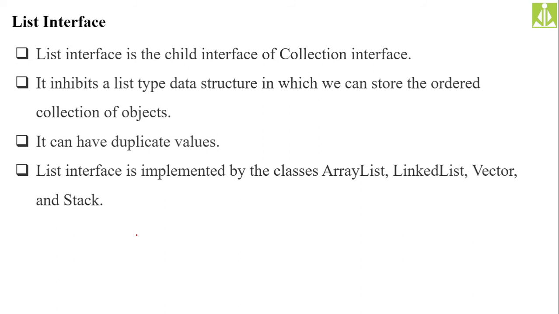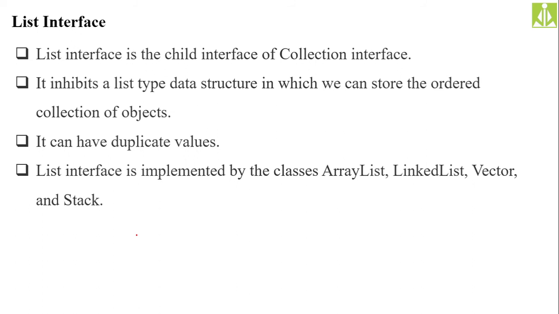Okay. So the first type of interface which we have inside the collections framework, after the Iterable and Collection interfaces, is the List interface. List is the child interface of the Collection interface. It inherits a list type data structure in which we can store an ordered collection of objects. List means we can store only the ordered collection, we can't store an unordered collection. Remember this one. Whenever we go for a list, we will store only the ordered collection of elements into that list.